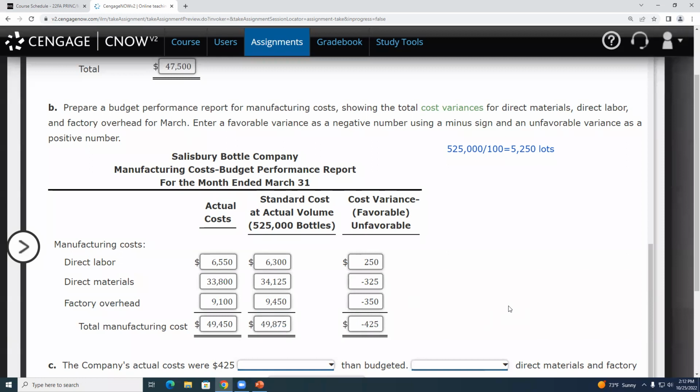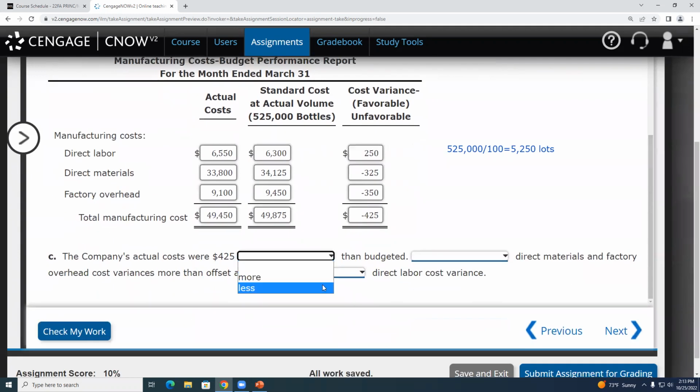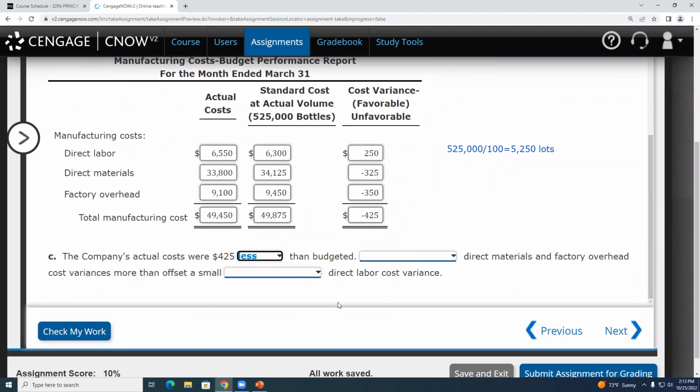And you can see that had we known that we were going to produce 525,000 bottles, our flexible budget would have been total manufacturing cost of 49,875, which is higher than our actual cost. So that results in a favorable cost variance. We saved money. The company's actual costs were 425 less than budgeted when we use the flexible budget. Favorable direct materials and factory overhead more than offset a small unfavorable direct labor cost variance.